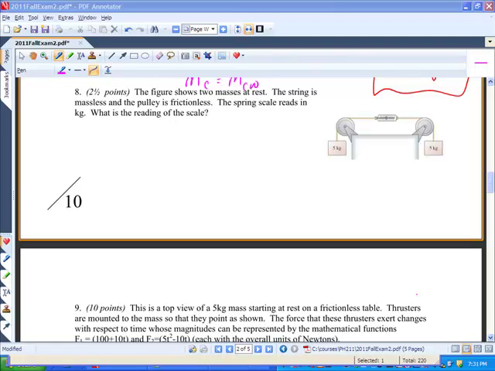Okay, here for number 8, we've got two masses hanging from a spring scale like this. And the spring scale is going to read a certain number, maybe in kilograms, maybe in pounds or newtons, who knows. And this one reads in kilograms, I guess. So we've got two 5-kilogram masses. The question is, is it going to read 5 kilograms or is it going to read 10?